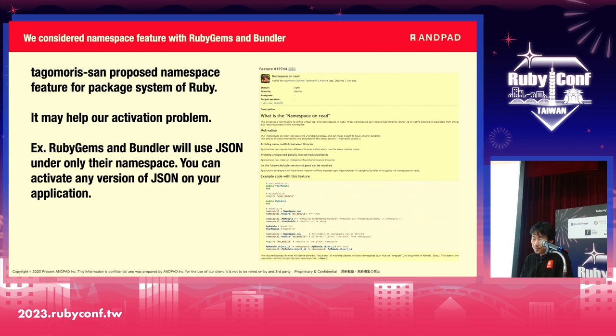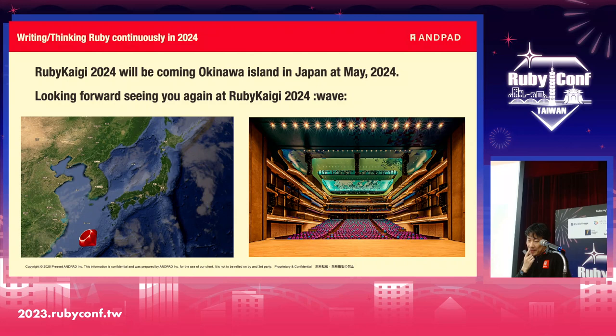RubyKaigi 2024 will land in Okinawa, a beautiful sea and resort island in Japan. Okinawa is closer to Taiwan than to Tokyo for people like me, so you can easily go. I'm looking forward to talking about the progress of future work on RubyGems and Bundler for you at RubyKaigi next year.